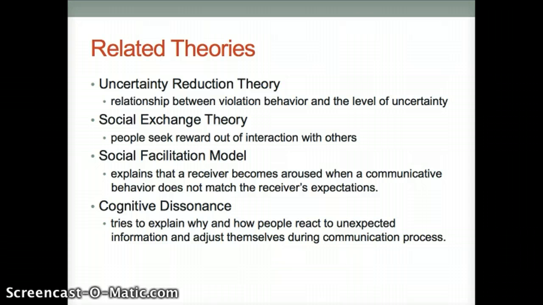Thirdly is the social facilitation model that explains how a receiver becomes aroused when a communicative behavior does not match their expectations. Lastly is cognitive dissonance, the attempt to explain why and how people react to unexpected information and how they adjust themselves during the communication process.